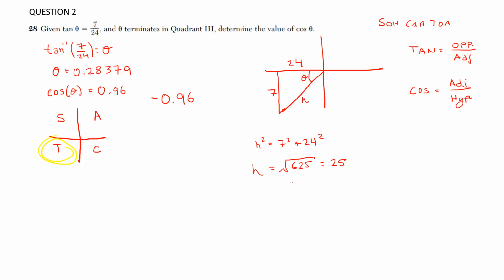We can simply plug this hypotenuse into the cosine, and we can plug the 24 into adjacent. And we know that cosine theta equals 24 over 25. But now we also have to do what we did earlier with this ASTC. We know that cosine in that quadrant has to be negative. So cosine theta equals negative 24 over 25, which is negative 0.96. These two values are equal.